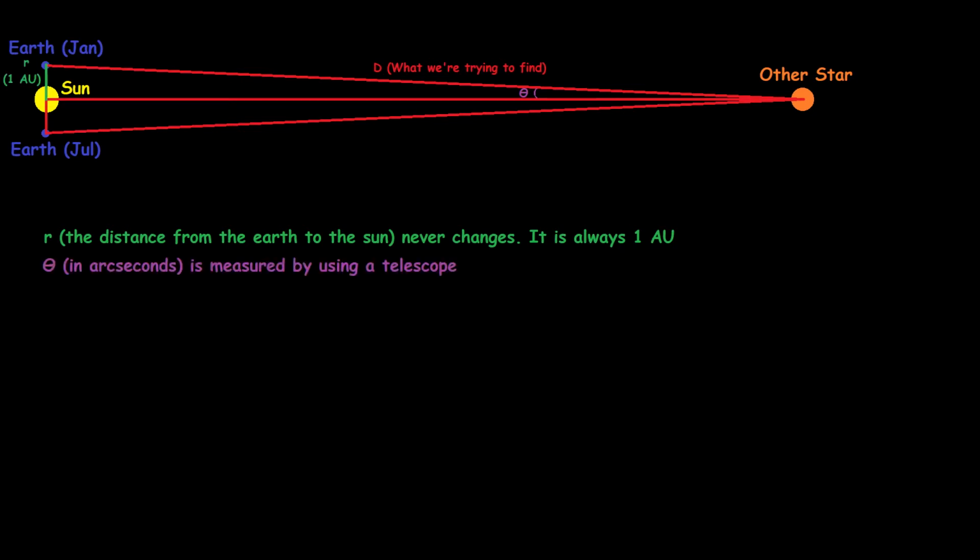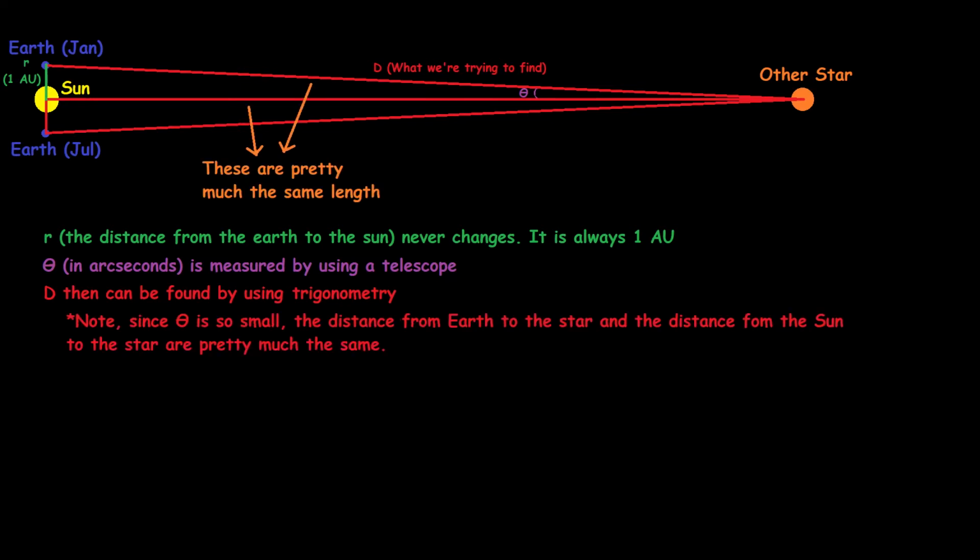We can measure theta, the angle the star shifts, using a telescope. Now we can find the distance to the star d using trigonometry. It is important to note that the distance between the Earth and the star and the distance between the sun and the star are almost the same. You can calculate either and get similar values. I will be finding the distance between the sun and the star.